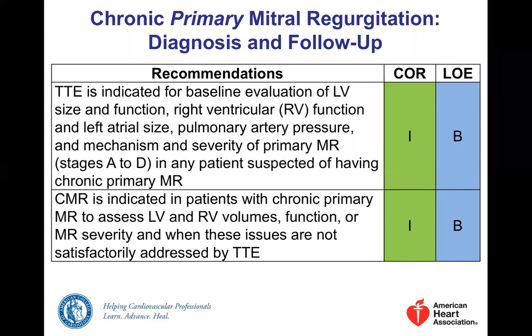Cardiac MRI is indicated in patients with chronic primary mitral regurgitation to assess LV and RV volumes, function, or mitral regurgitation severity, when these issues are not satisfactorily addressed by the transthoracic echo. This is class 1.